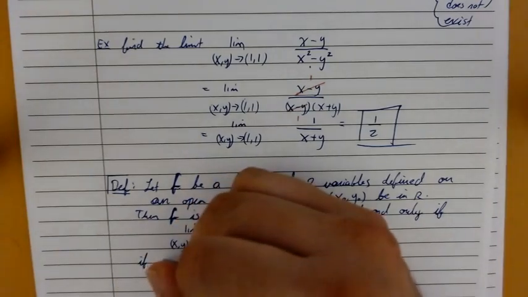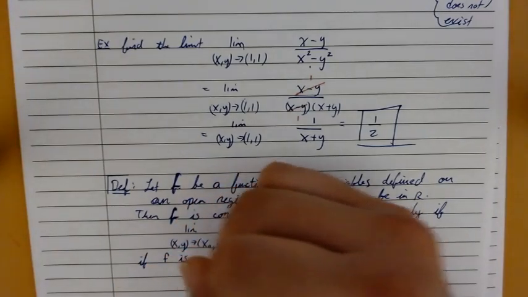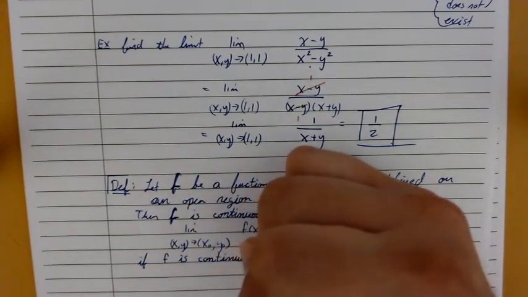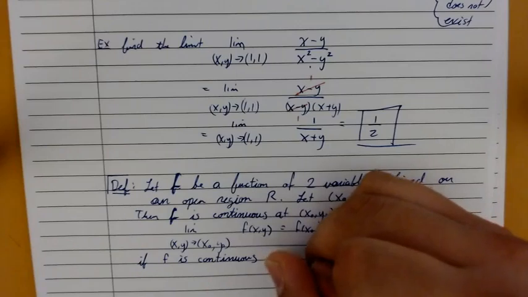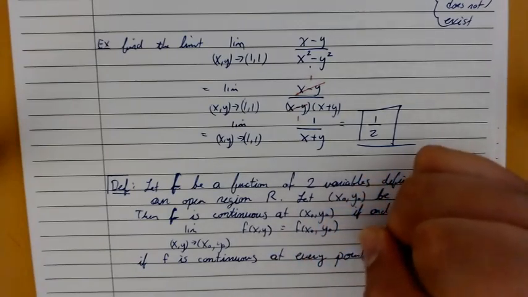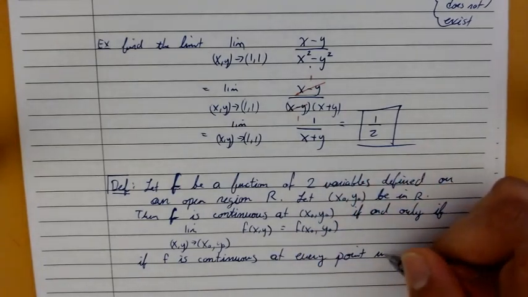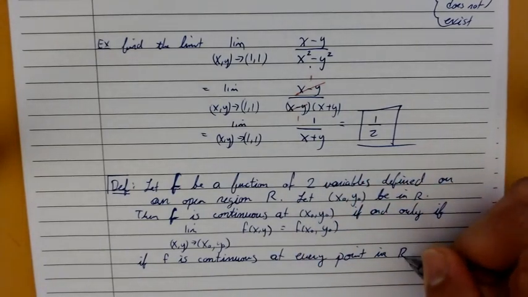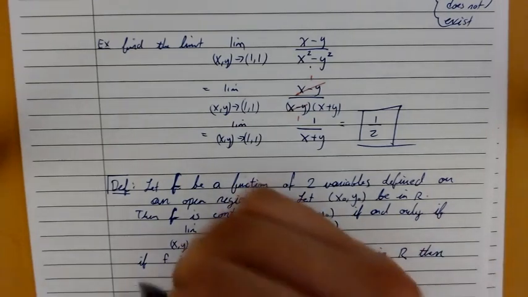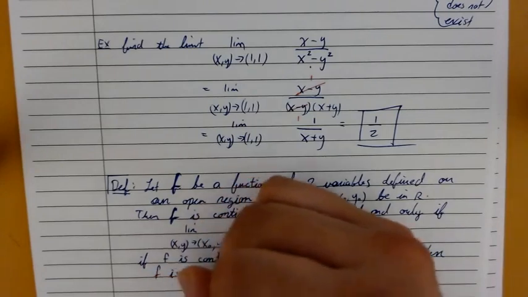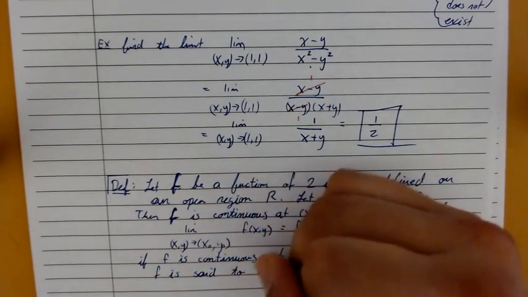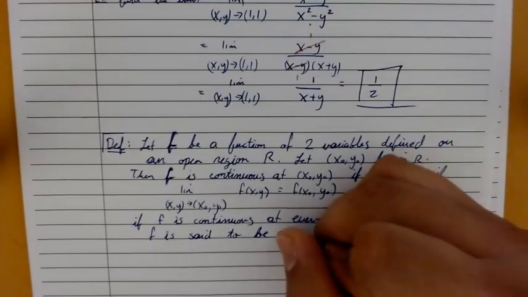If f is continuous at every point in that region R, then f is said to be continuous on R.